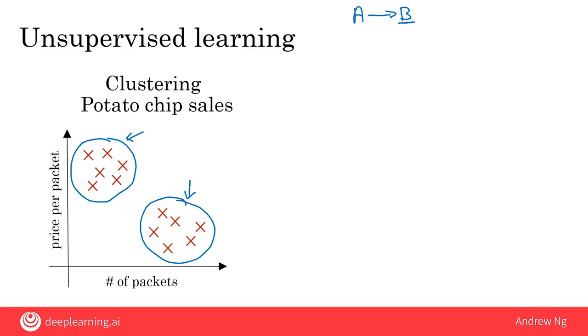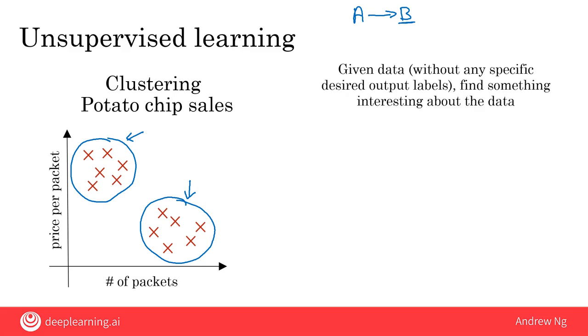And in this case, a clustering algorithm doesn't know in advance that there's a college student demographic and a working professional demographic. Instead, it just tries to find what are the different market segments without being told in advance what they are. So unsupervised learning algorithms, given data without any specific desired output labels, without a target label B, can automatically find something interesting about the data.